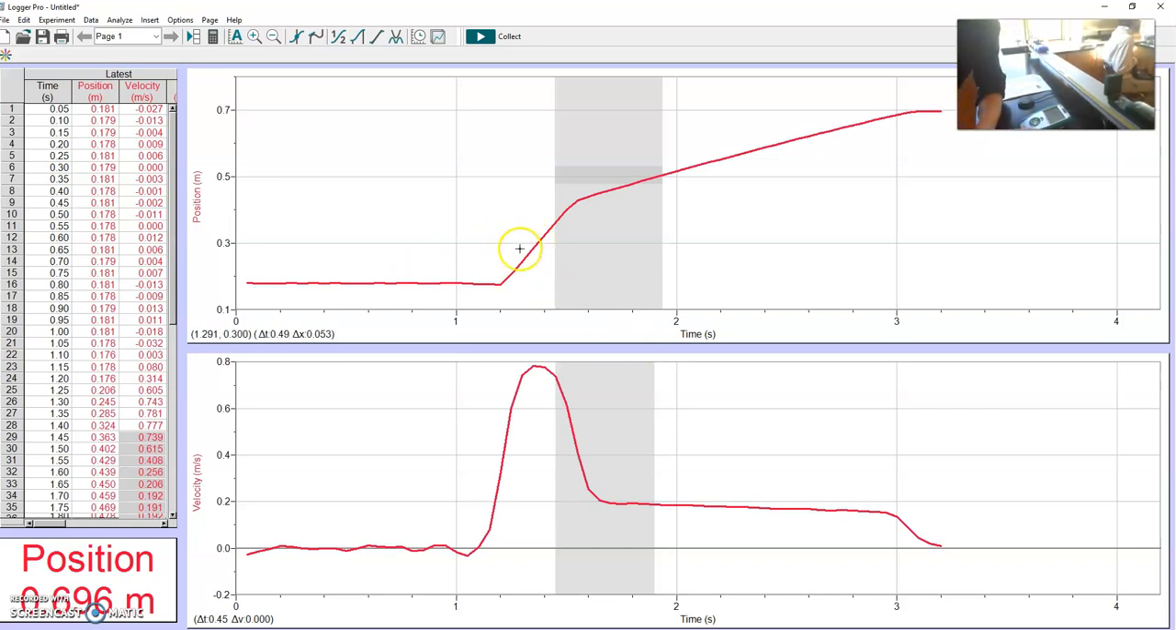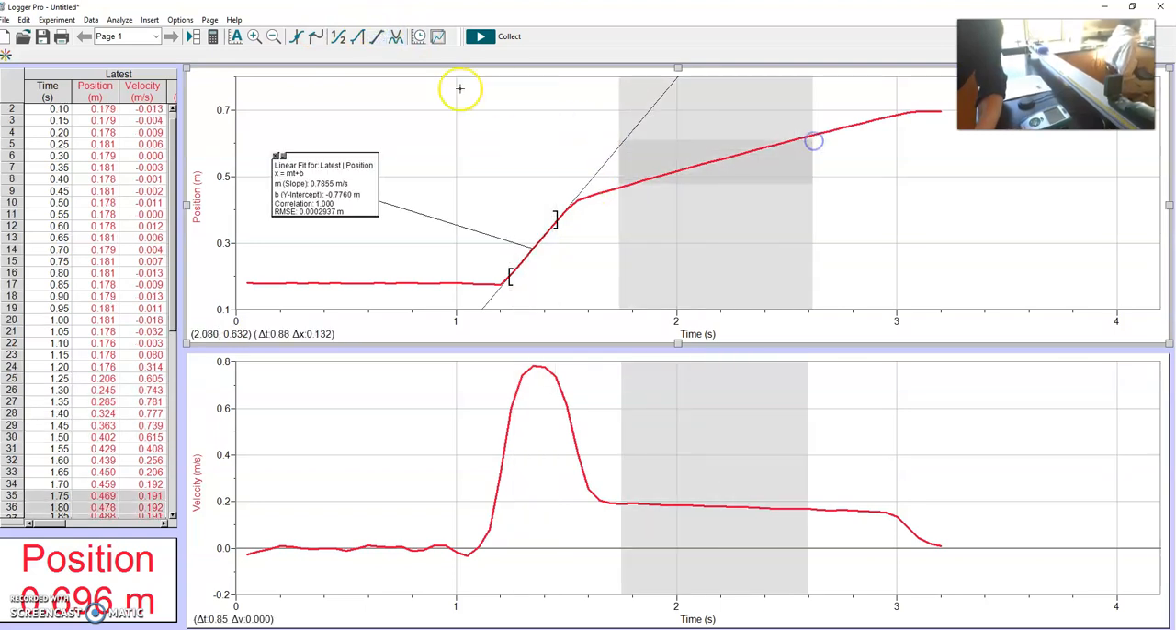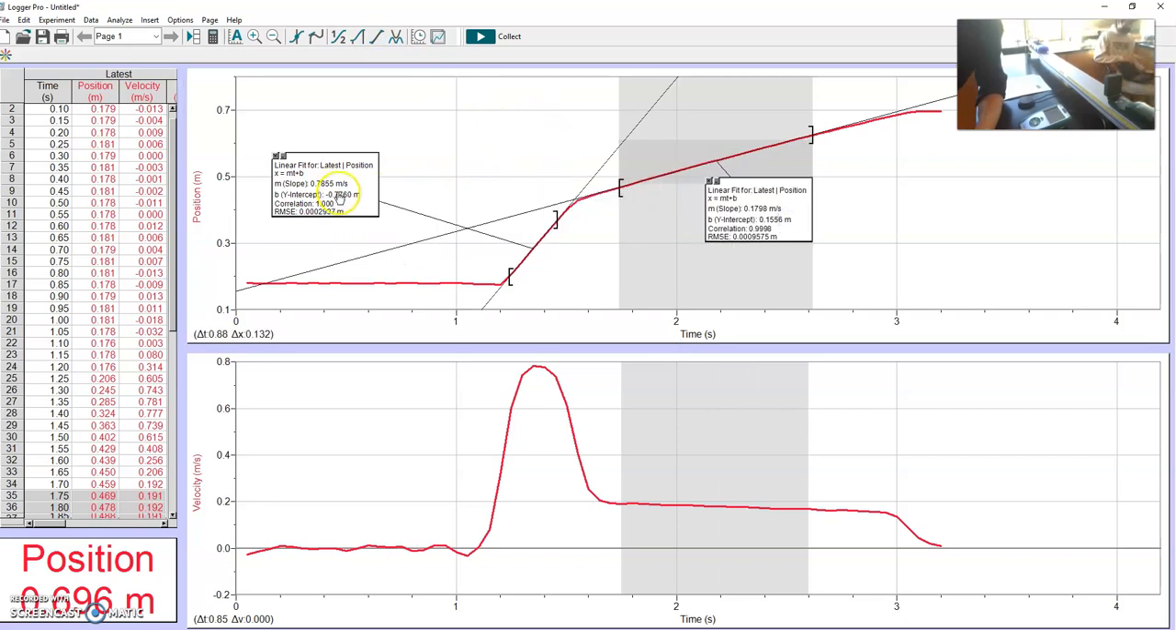All right, again, we see an even more drastic change, but here's our initial velocity for our first cart, and here's our final velocity for the 2 cars moving together. So on your data table, the initial velocity was 0.7855. The final velocity was 0.1798.